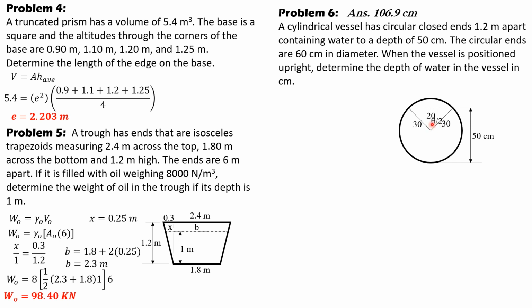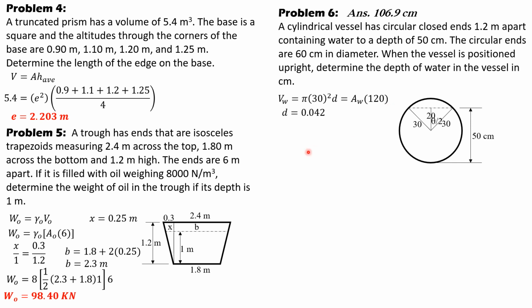Then I'll call this angle theta over 2. The entire angle of this sector is theta. So that's theta over 2. Cosine theta over 2 equals 20 over 30. Volume is pi 30 squared times depth, and it is also equal to the area of this water section below the 50 cm deep water level, times the length of the vessel perpendicular to the board, 1.2 meters, so 120 cm.